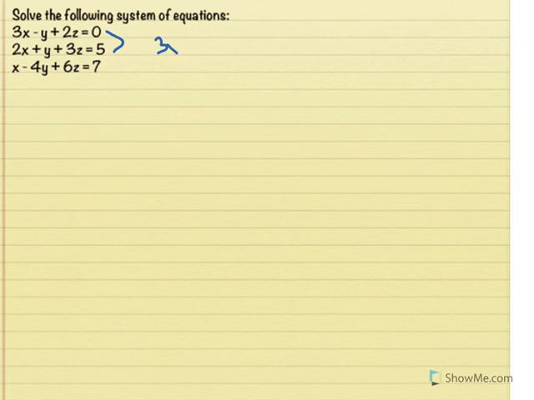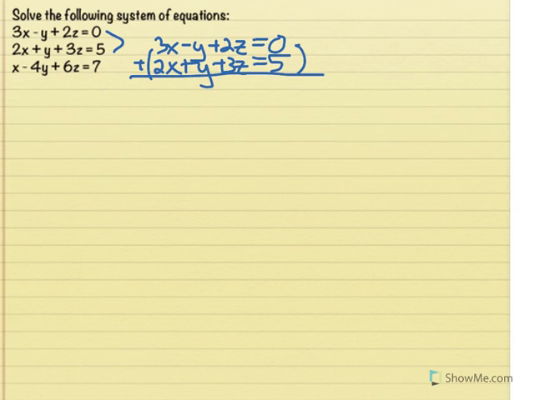So I'm going to say 3x minus y plus 2z equals 0. That's the first equation. And I'm going to add that to the second equation, which is, I'll put this in brackets, 2x plus y plus 3z equals 5. Now when we add this straight down, it's 3x plus 2x is 5x. Negative y plus y is 0, which is exactly why we chose these two. And 2z plus 3z equals 5z, and 0 plus 5 equals 5.